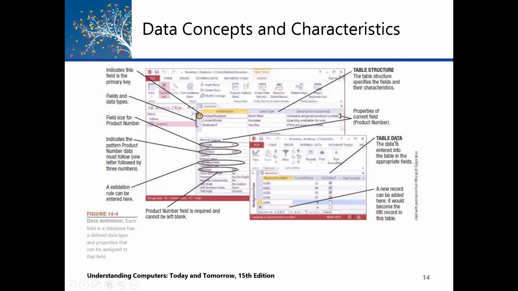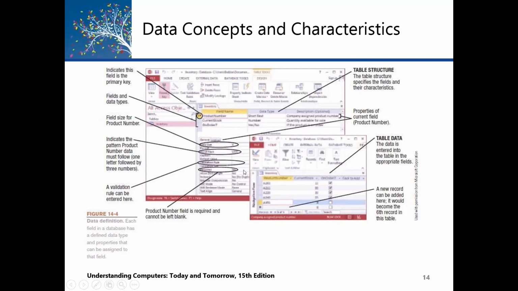Okay, so then table data. The data is entered into the table in the appropriate fields. So this is the entire table. We are going to insert some data. Here some data are available. A new record can be added here. It would become the sixth record in this table. So there are already 5 records available. I'm going to insert a sixth record.